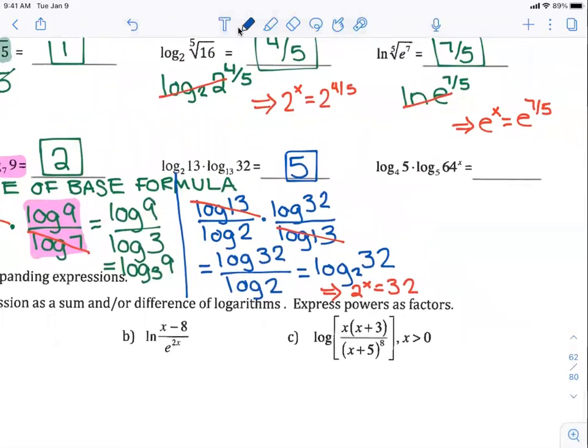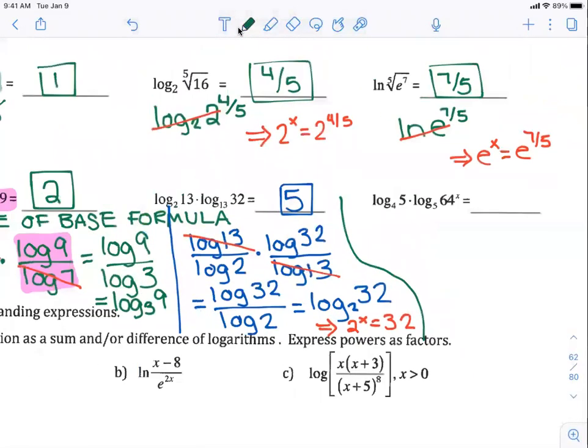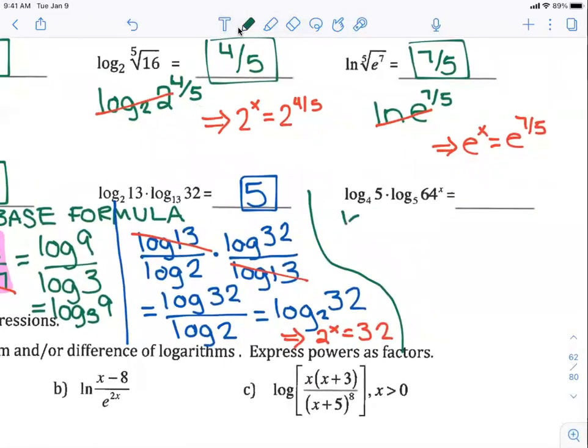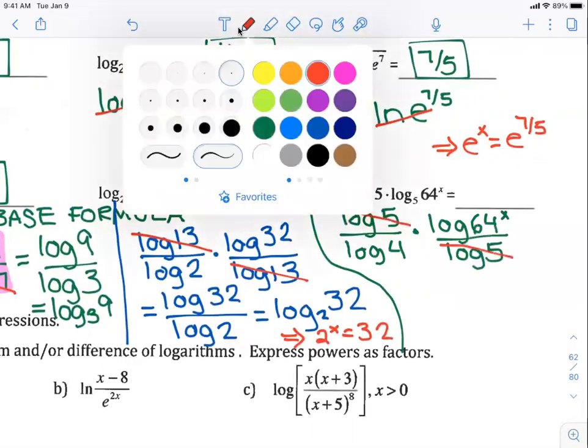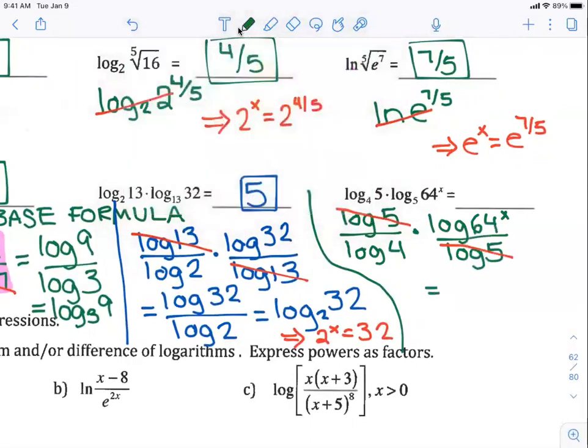All right, let's go ahead and do one more. So once again, I'm noticing I have different bases, 4 and 5. So I'm going to do exactly the same thing. I'm going to go ahead and do my change of base formula. So log 5 over log 4 times log 64 to the x over log of 5. Once again, we purposely set it up this way for you where there should be something that cancels, and it does. And then that simplifies to log 64 to the x over log 4.